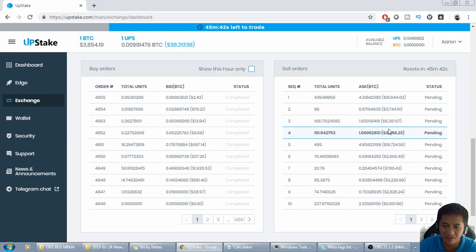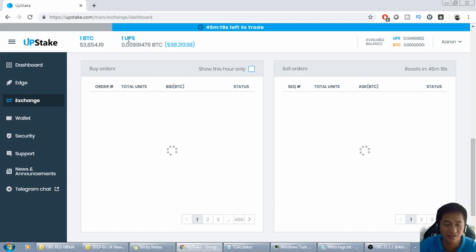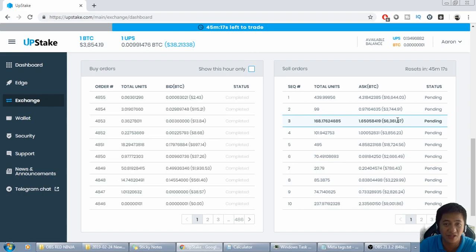$16,000, $3,000, $6,000, $3,000, $18,000, too. Most of them are always above the thousands, because these are the people who purchased the UPS token when it was still around maybe a dollar or two. Okay, so they are trying to gain back and take their profit out of their UPS tokens that they HODL. All right, so they kept it for around 6 months or 4 months, and now they're selling all of them.